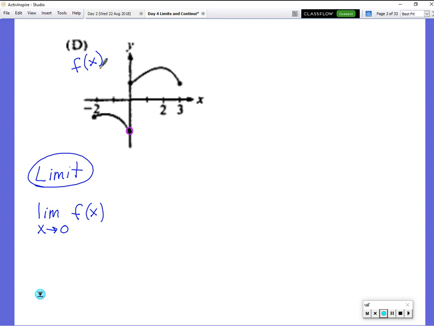So I'll say it one more time, and watch where I'm pointing. X approaching 0 means the input's getting close to 0. F of x means you're supposed to figure out what f of x gets close to. We need the output value. And the key is close to, not exactly equal to. It says x approaches 0. It doesn't say x equals 0. So you cannot be thinking x equals 0, because it doesn't. X is infinitely close to 0.